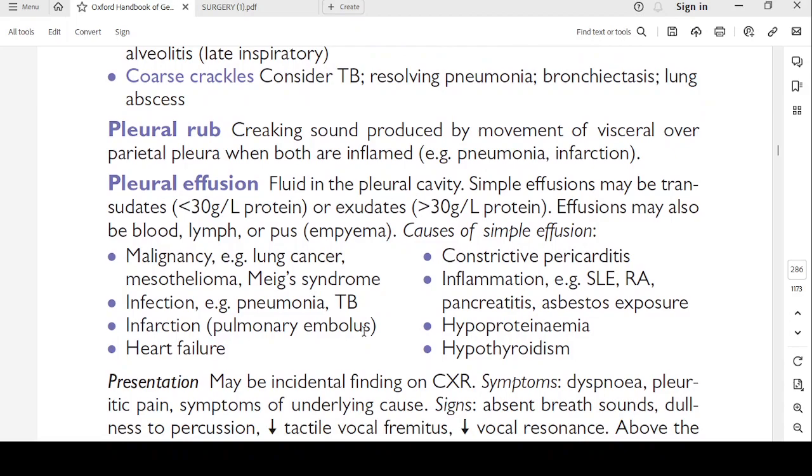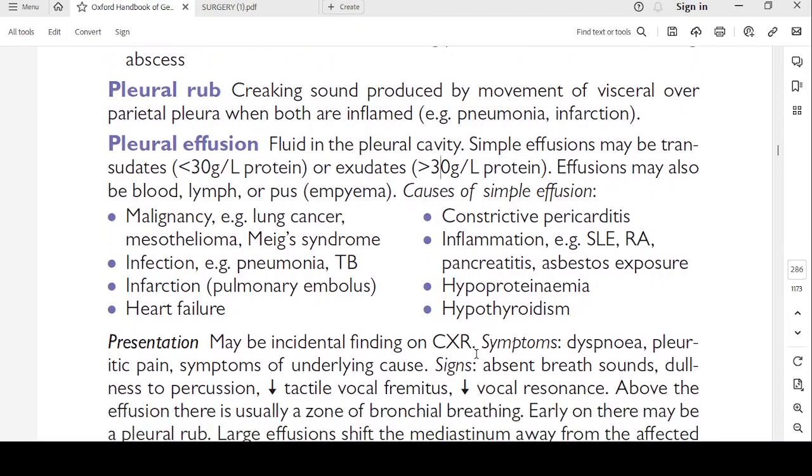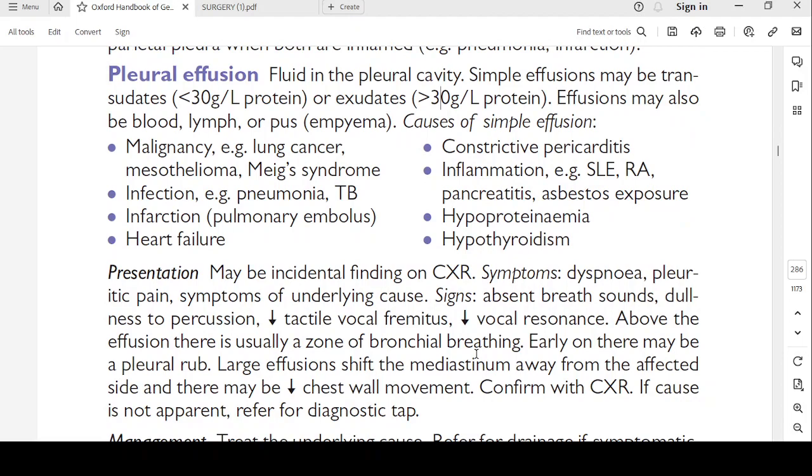Causes of simple effusion are malignancy, for example lung cancer, mesothelioma, Meigs syndrome; infection like pneumonia or TB; infarction like pulmonary embolus; heart failure, constrictive pericarditis; inflammation, SLE or rheumatoid arthritis; pancreatitis, asbestos exposure, hypoproteinemia, and hypothyroidism. Presentation may be an incidental finding on chest X-rays.